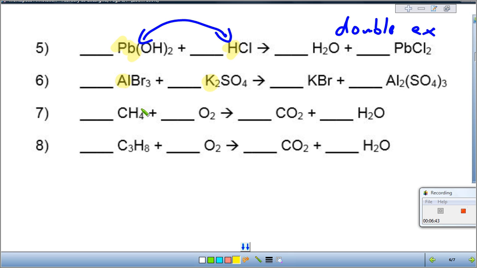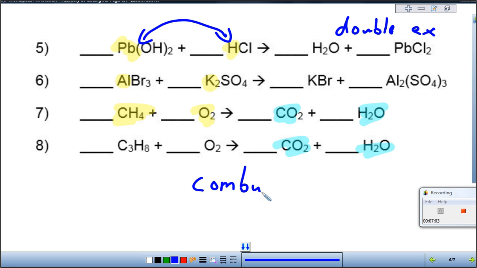Here we have a hydrocarbon reacting with oxygen to make CO2 and water. Same thing down here, same template. Whenever you see something made up of carbon and hydrogen reacting with oxygen, that's a red flag that you're burning something. So this is a combustion. 7 and 8 are both combustion reactions.